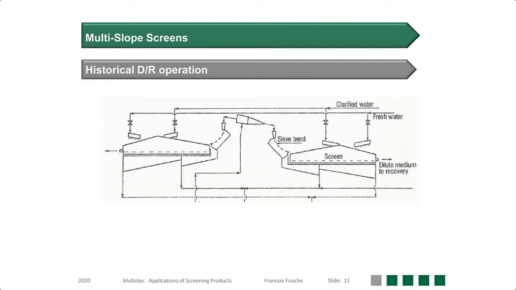Before we look at the modern multi-slope screen, let's pay tribute to those before us in history. For many decades, this arrangement on screen was used for desliming and drain and rinse operations. You can see that the sinks and the floats product from the cyclone is fed onto sieve bends. The sieve bend will do the initial desliming operation. The underflow will connect with the screen underflow, and the oversize of the sieve bend will be fed onto the screen. You will continue with the removal of fines.